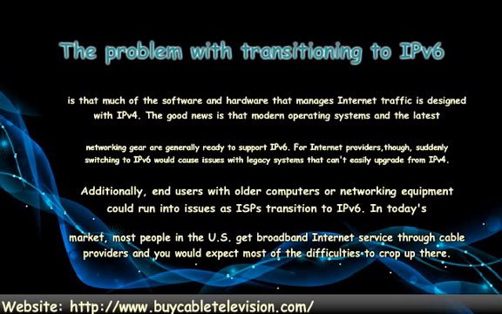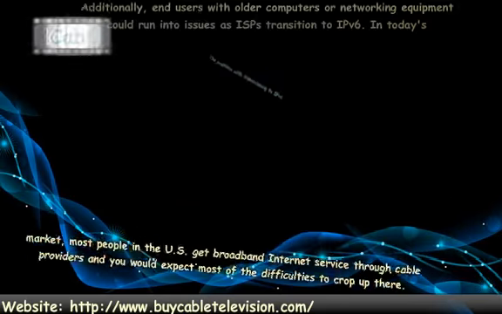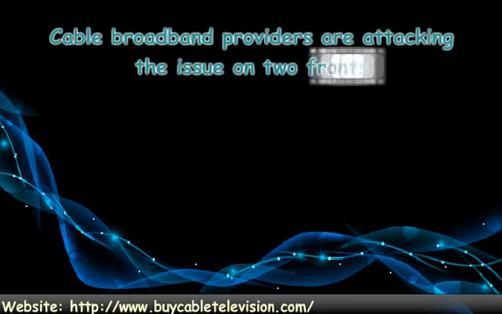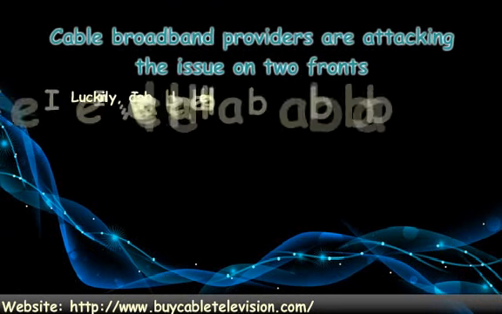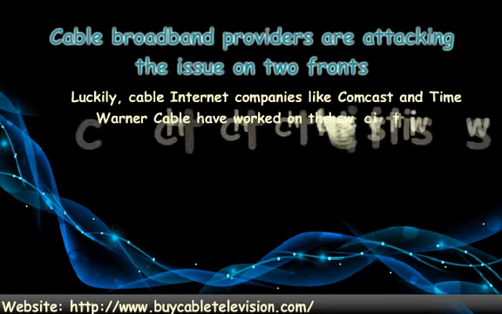In today's market, most people in the US get broadband internet service through cable providers, and you would expect most of the difficulties to crop up there. Luckily, cable internet companies like Comcast and Time Warner Cable have worked on the switch to IPv6 for years to make sure few customers have issues.